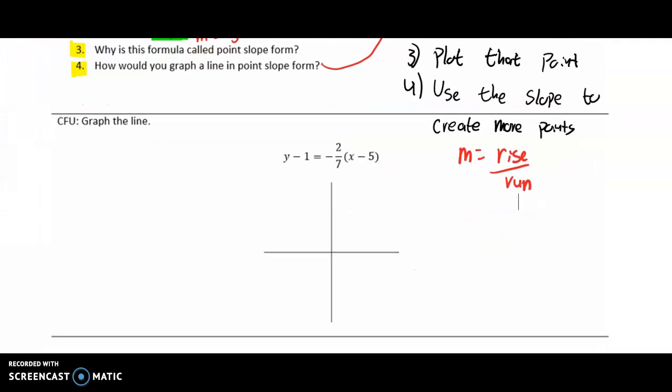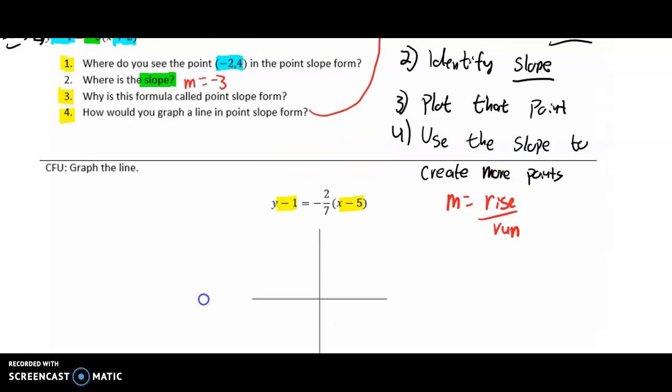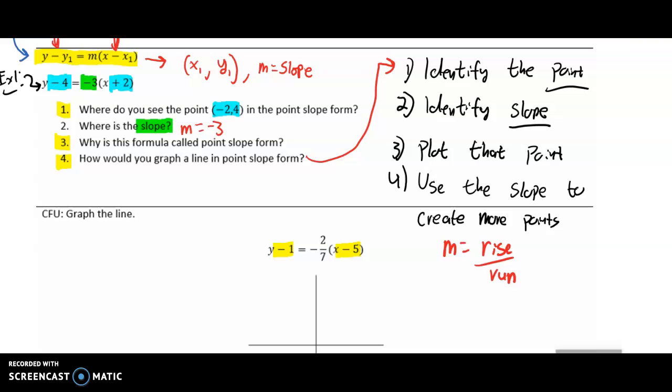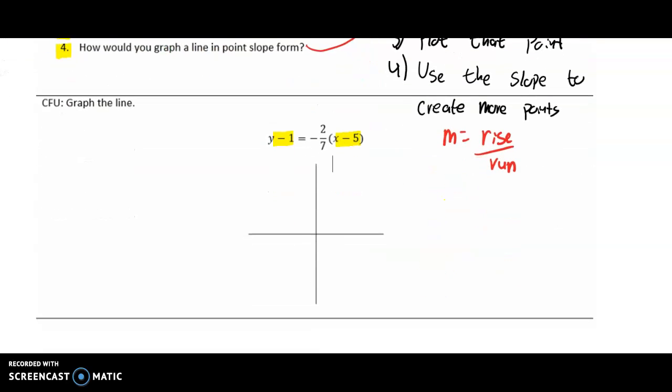Great, let's graph this line. Remember, we need to take opposite signs because our formula is minus y1 and minus x1. So our point here is +1, +5. Our slope we see right up front. That's -2/7. That's my rise over the run.